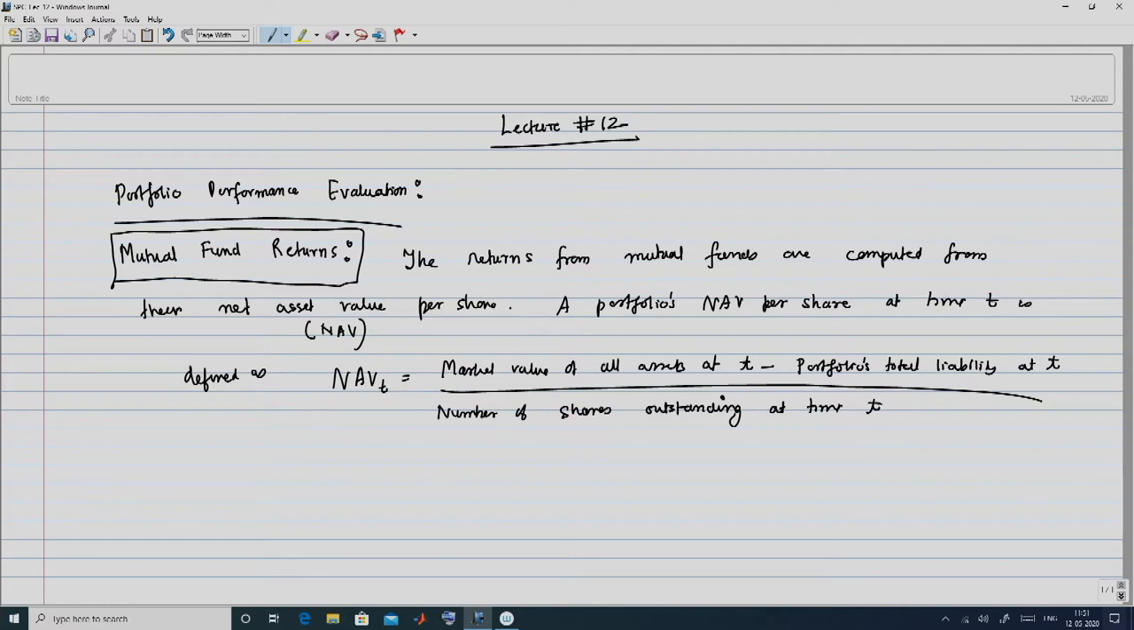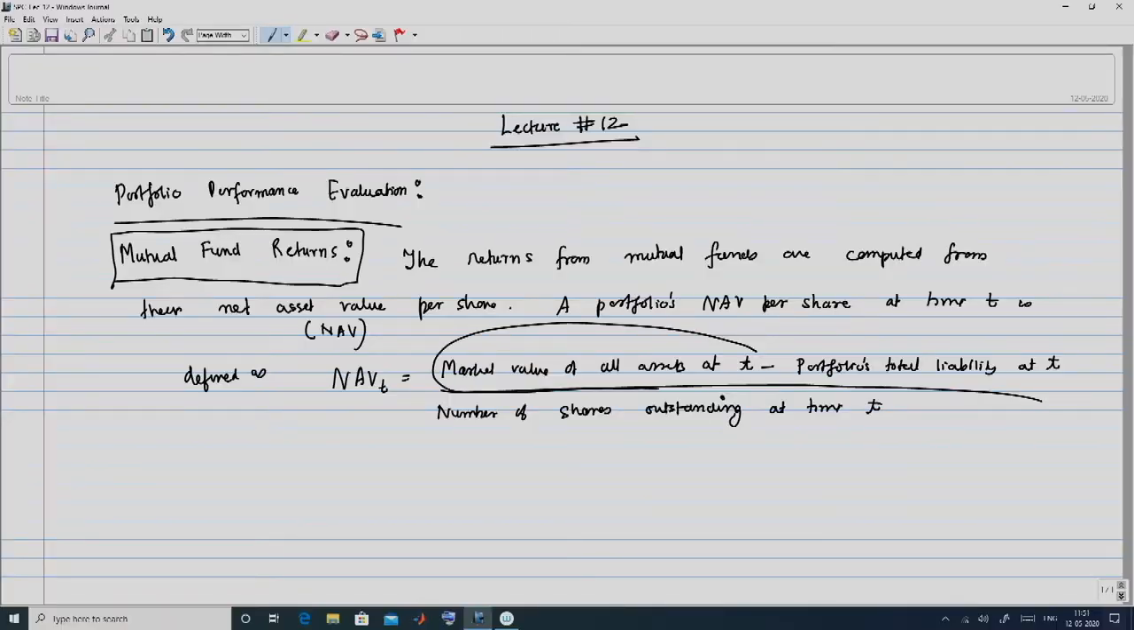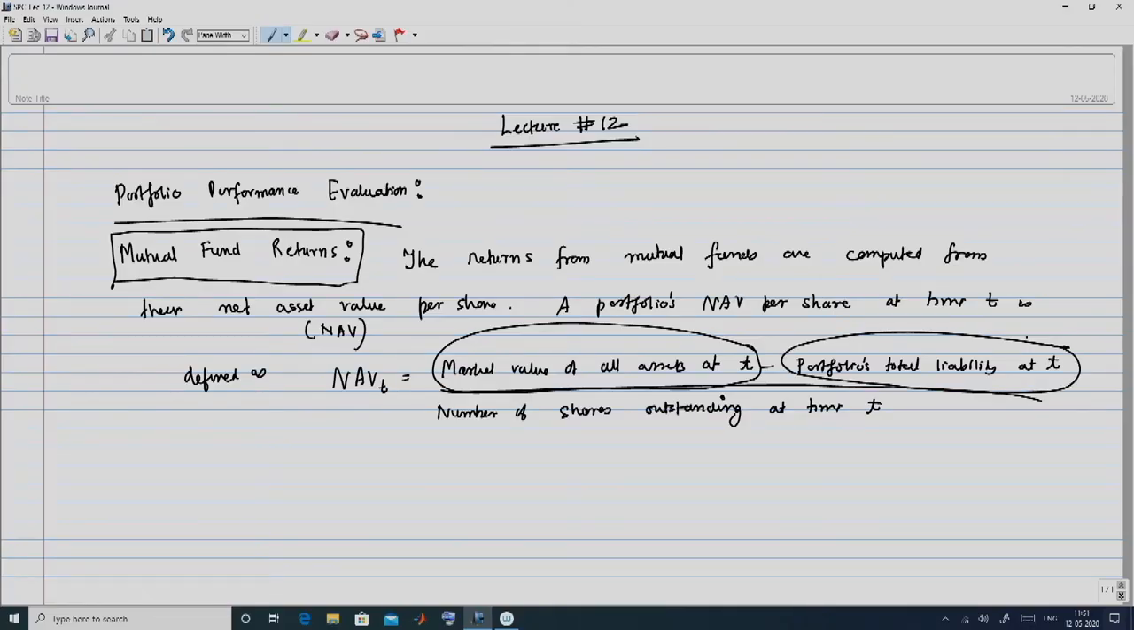This is a very simple concept that the NAV is essentially the current valuation per share of the mutual fund. So, when you buy a mutual fund, you basically buy a number of units of the mutual fund. It is given by the market value of all the assets, that means the actual value that you will get if you decide to liquidate all the assets that are in the mutual fund, minus the portfolio's total liability. Whatever liability you have at time t, you subtract from the total assets held in the portfolio, and this is the net amount of money that the mutual fund actually has in case it decides to sell off the assets, and this is basically the current valuation at time t.